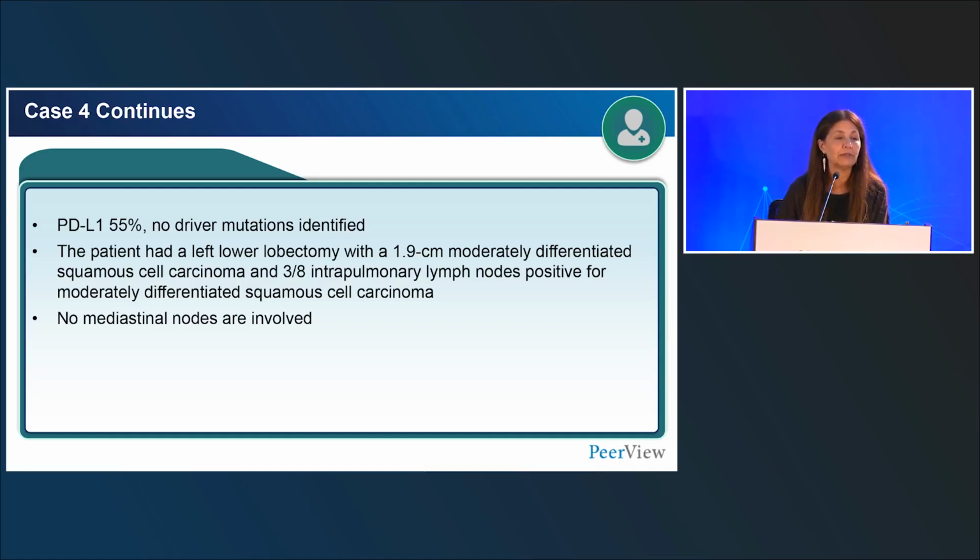The patient had a left lower lobectomy with a 1.9 centimeter moderately differentiated squamous cell carcinoma, and 3 out of 8 lymph nodes, hilar nodes, were positive. Sorry, these were intrapulmonary nodes. And they all had the same squamous cell carcinoma. No mediastinal nodes were involved.